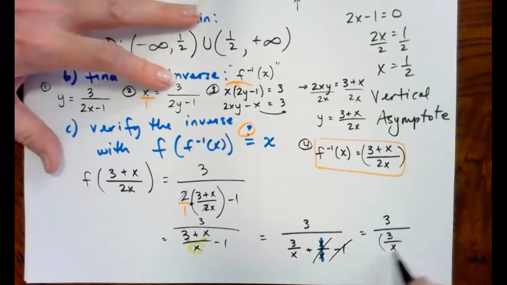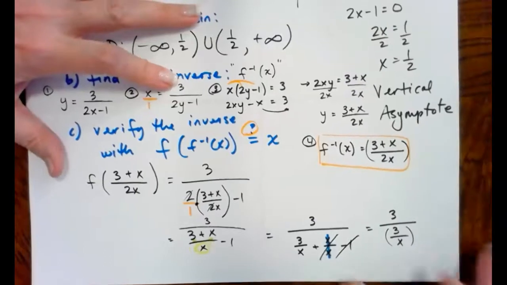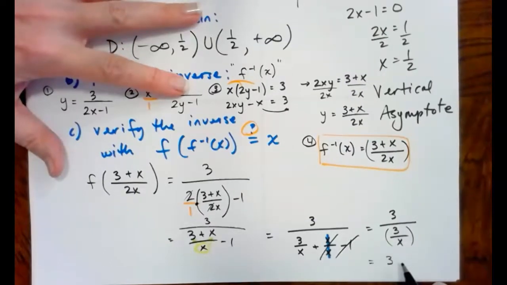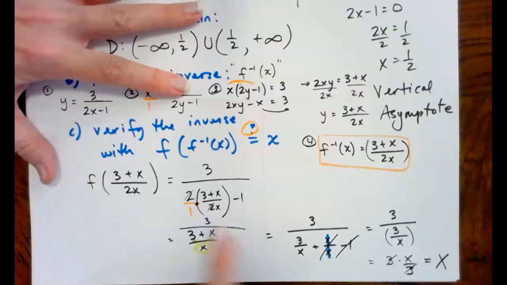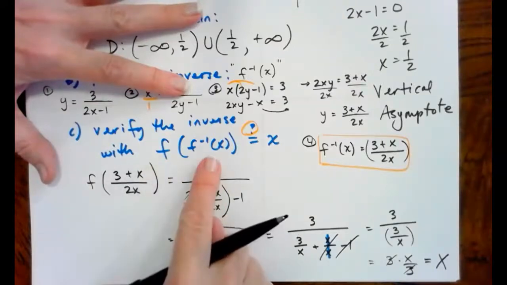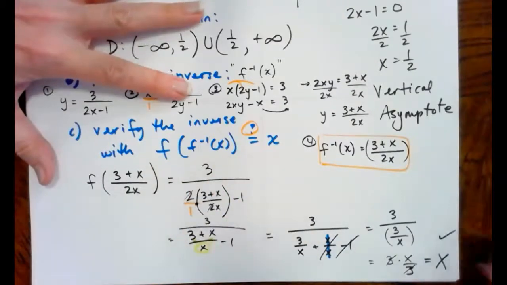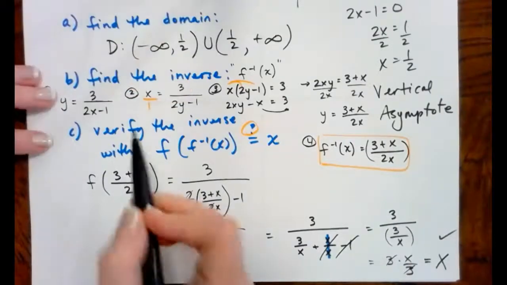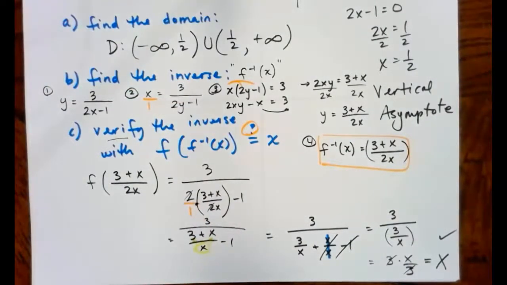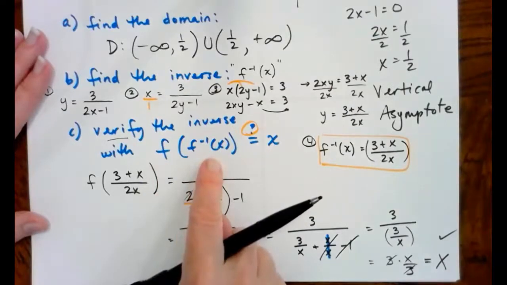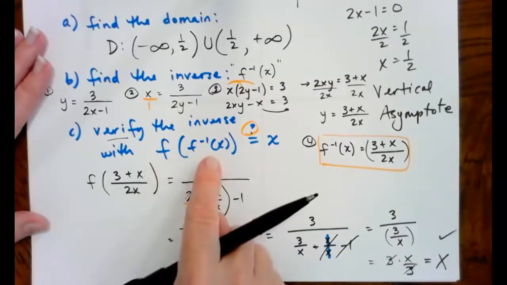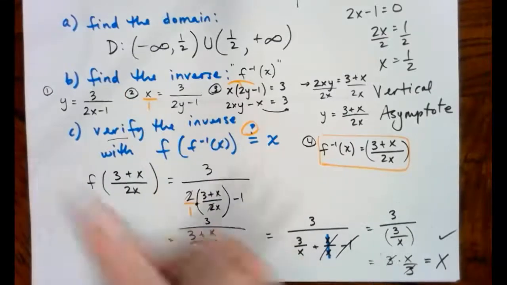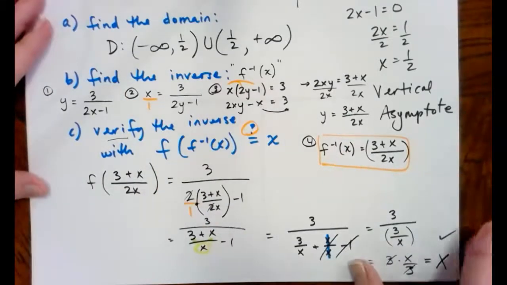Of course, division by a fraction turns into multiplication by the reciprocal. Now the 3's cancel, and we get x. So, does f of f inverse equal x? Check, it does. That is how you verify the inverse with the composition of f and f inverse. If you go in the other direction, f inverse of f, it will also give you x as well.